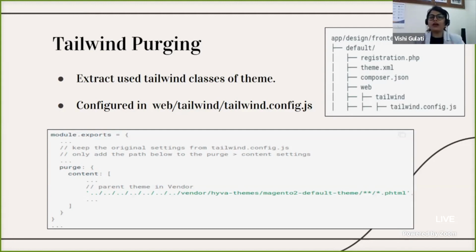And how it knows which classes we need to extract and from where, we define that in the Tailwind configuration file, which we talked about earlier. So there was a folder web tailwind, and there was a file tailwind.config.js. You need to define here, okay, purge this content, and if you have installed something new, you have to define that as well. That's how it knows, okay, while purging we need to check this folder as well. So this is what Tailwind purging does.